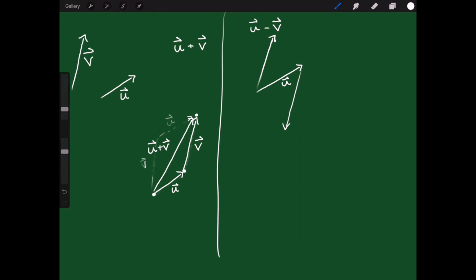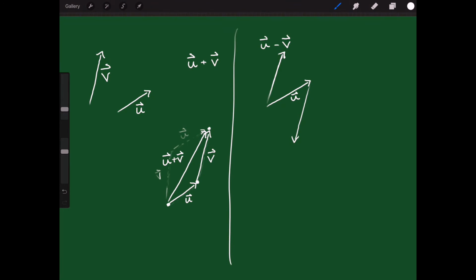So if this one is v, this one is negative v. And so I said I wanted to go u. So I go u, and then I want to go minus v. So this would be my new vector, and this one would be u minus v. I go u, then I go minus v, and I get this new vector, which I'd call u minus v.